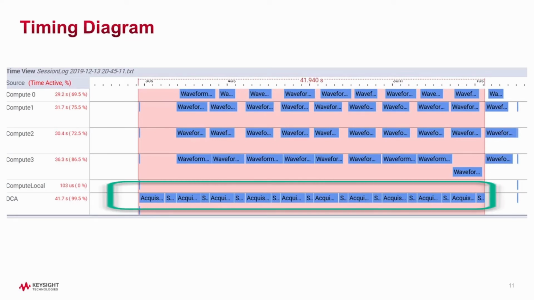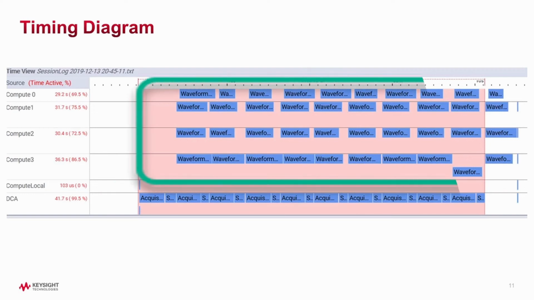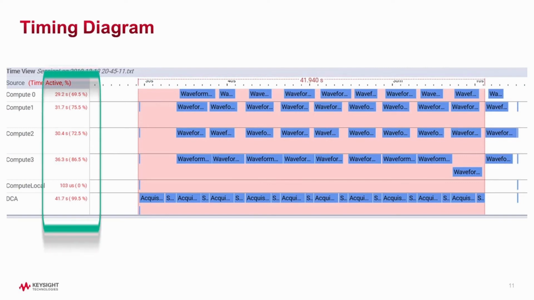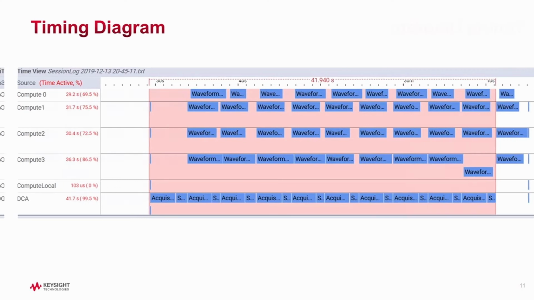On the bottom line, you will see the waveform acquisitions and the data transmission. On the lines above, you see the analysis processes on the 4 physical machines. The red numbers on the left show that the DCA acquisition hardware is utilized almost 100% of the time. The utilization of the analysis machines ranges from 70 to 87%, depending on the processor type.